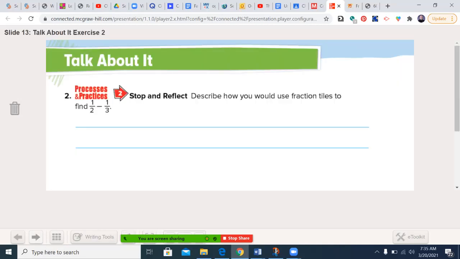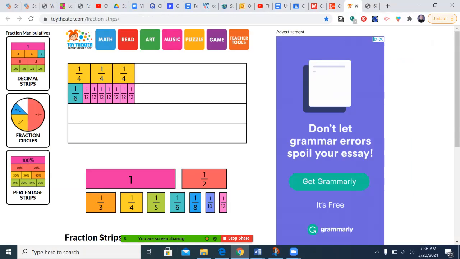You didn't have to write that down. Describe how you would use fraction tiles to find 1/2 minus 1/3. Well, let's describe it. Let's do it together.